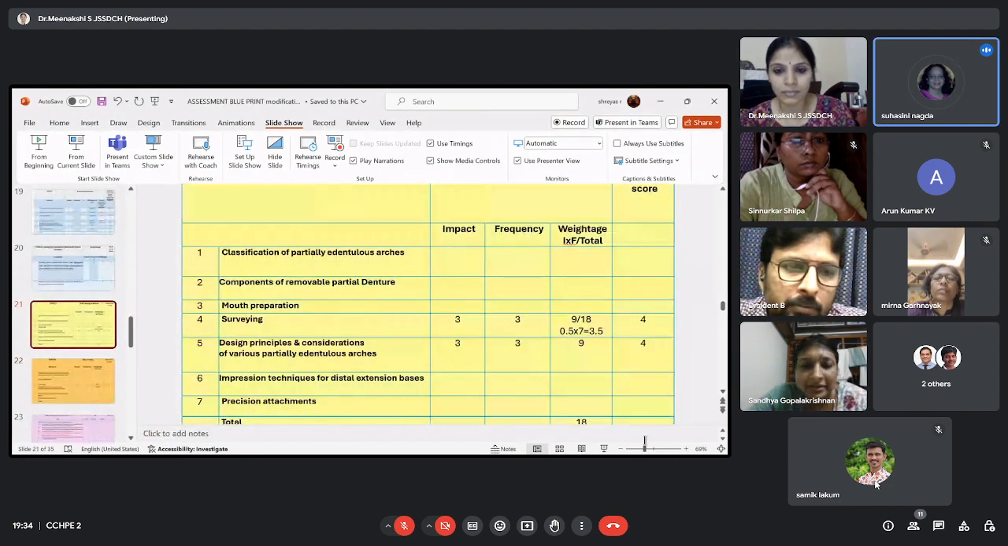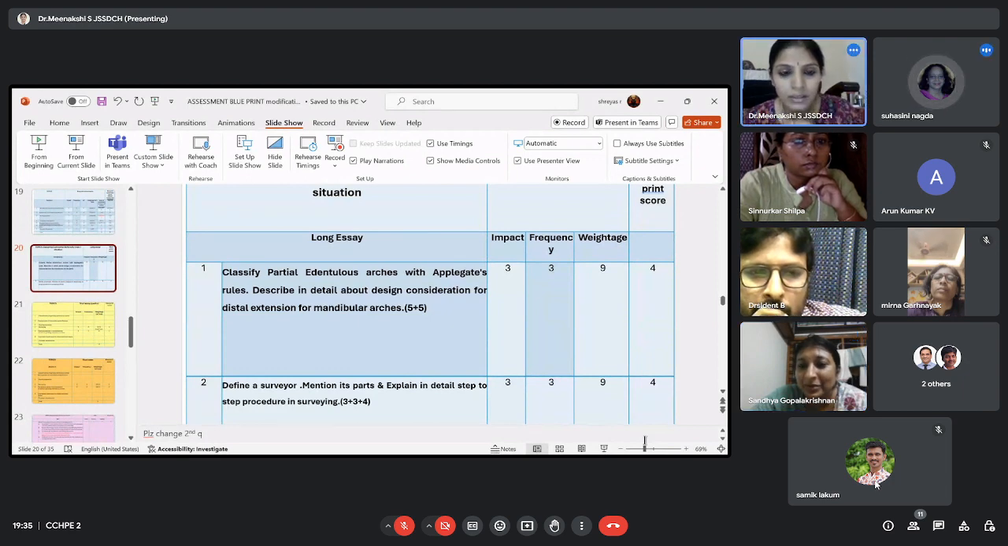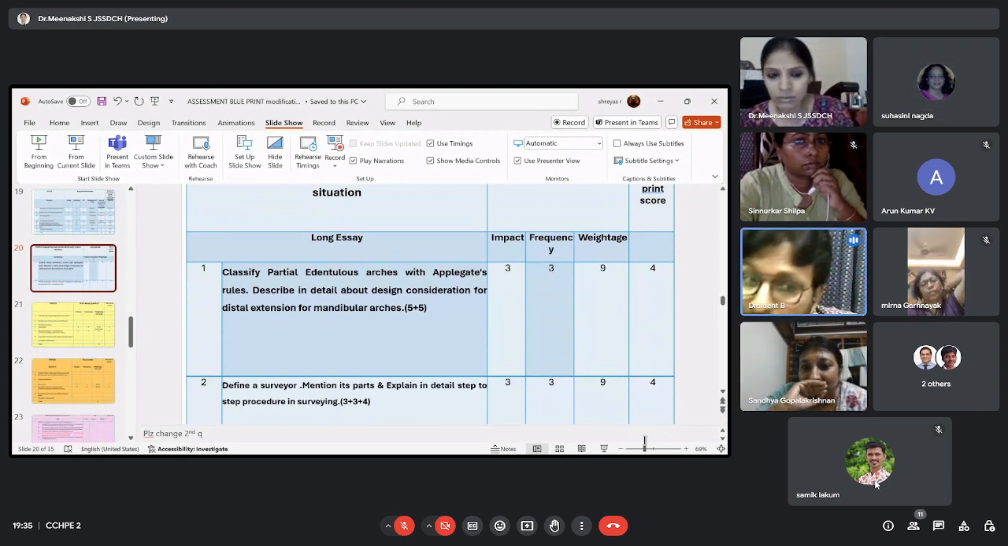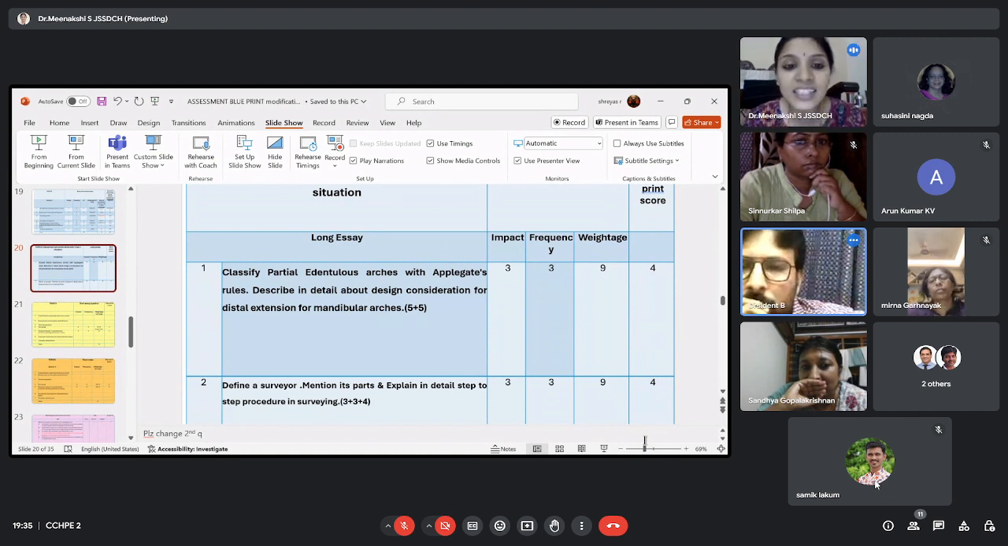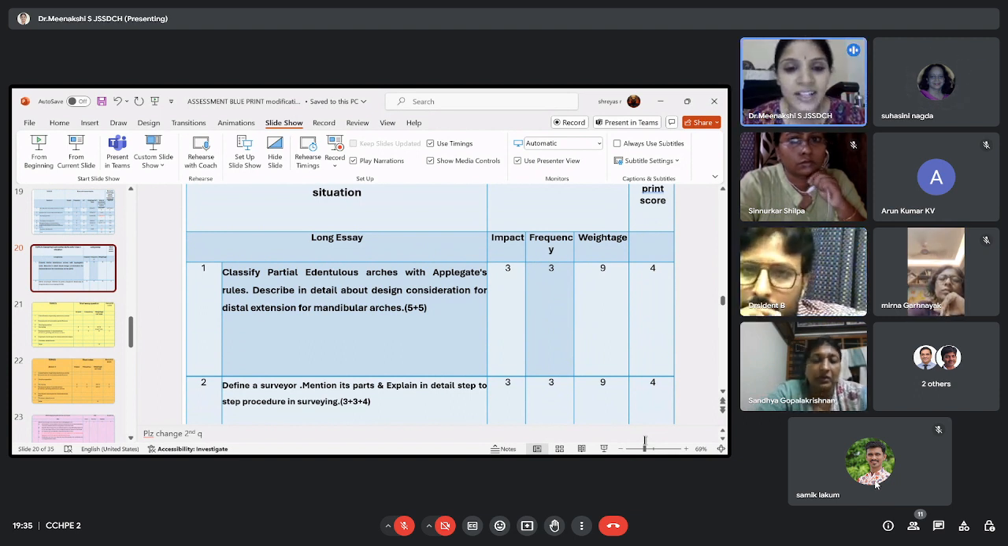In the first question, describe in detail about design consideration for distal extension for mandibular arches. 5 marks is less for that. No. Madam, it is specified that it is for distal extension, mandibular. If you are saying distal extension, indirectly we are giving a hint that it is specifically related to one classification only, Kennedy's class 2, and pertaining to mandibular arch only. So that way it is fine.